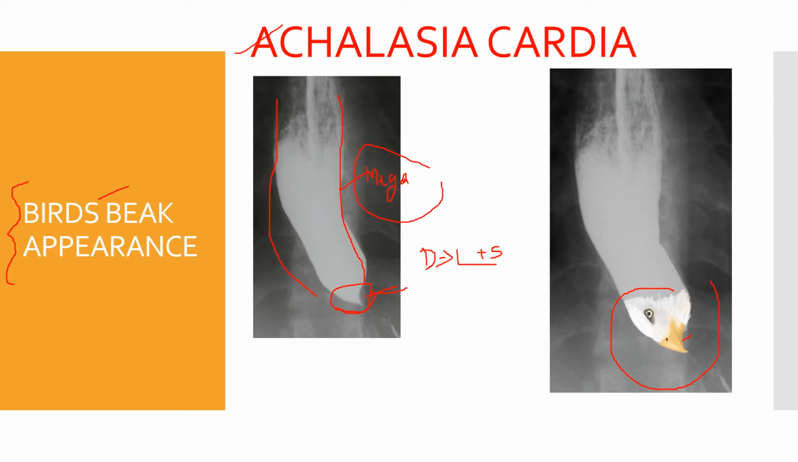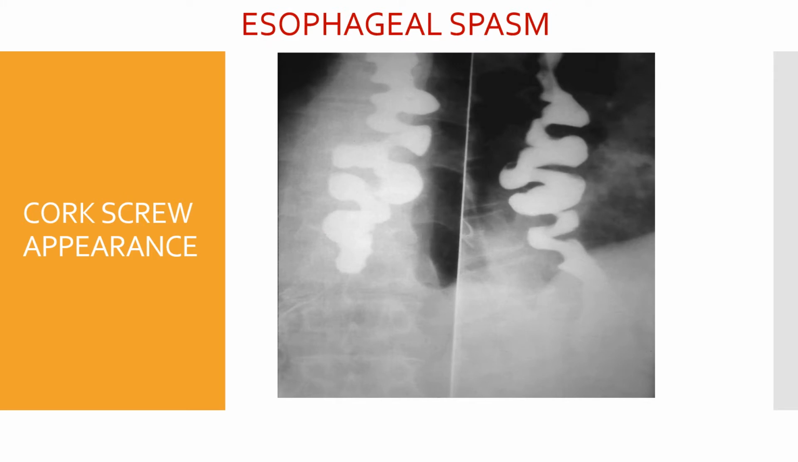Again, as I said, usually the patient will present with dysphagia, towards both solids and liquids, and they will have some more features like regurgitation, cough, and some additional features. So that's about achalasia cardia. Again, coming to the next one.